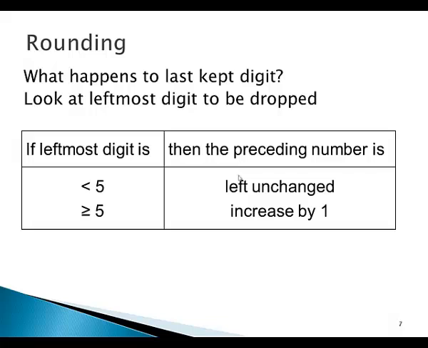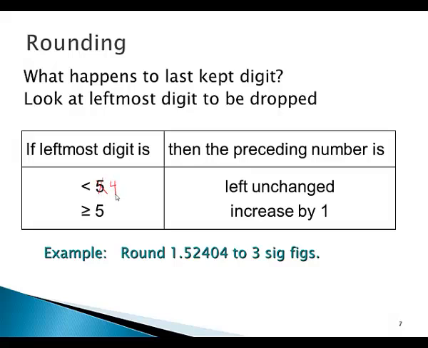And in rounding, what happens to the last digit that we keep? Well, it all depends. If we're looking at a digit that we drop that is 5 or greater, we're going to have to increase the last digit that we keep by 1. But if it's 4 or less, then we leave the digit unchanged.